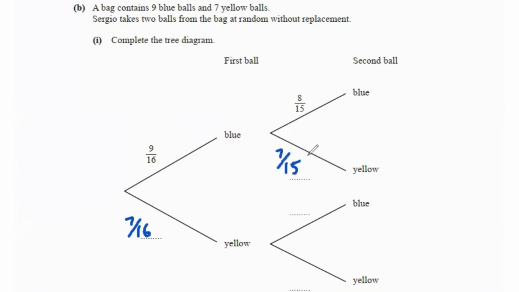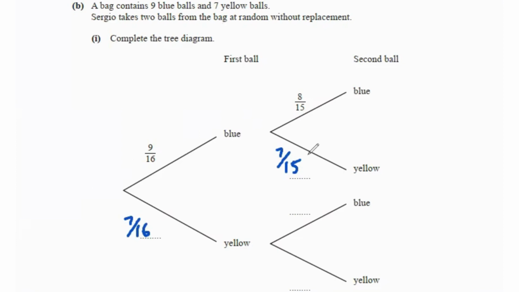Why 7 over 15? Because we took a blue ball. And if you're taking a blue ball, the total number of balls is changing because there is no replacement. So 16 becomes 15. And same over here for yellow. If we're taking a yellow ball, it's going to be 6 over 15. And for the blue ball, the total will remain the same, which is 9. But your overall ball number would be 15 again.